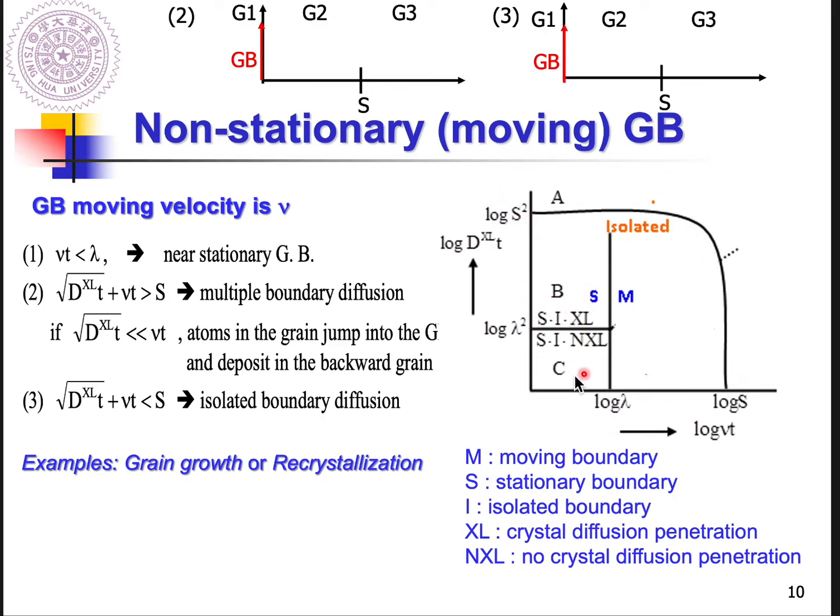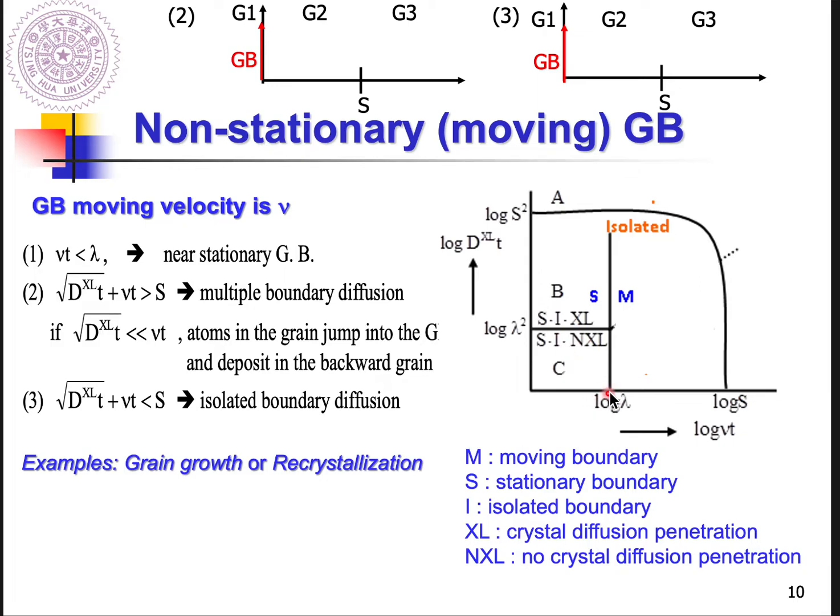Before we talk about the details inside this figure, I want to point out one important thing: this is log S squared, and this is log S. Even though the lengths look the same on the figure, S squared is actually much larger than S. So the scale of the vertical axis is a little bit different from that of the horizontal axis, okay?